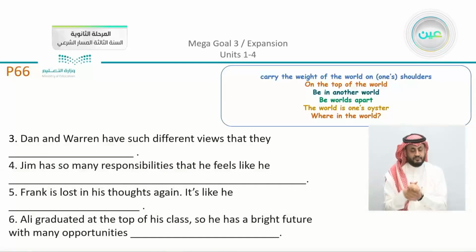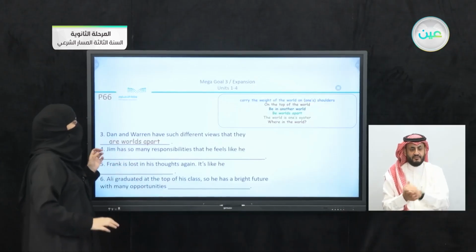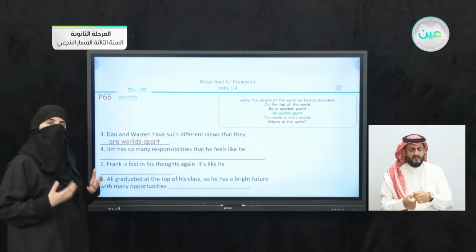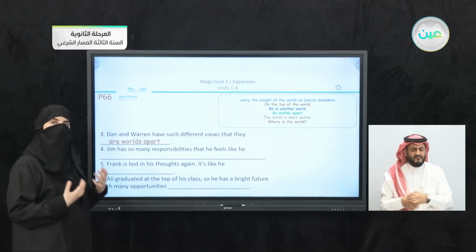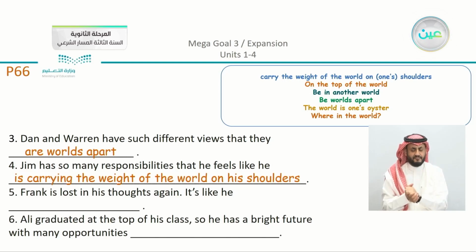We have number 3. "Dan and Warren have such different views that the..." The keyword is going to be different. So we have here that they are worlds apart. Number 4, "Jim has so many responsibilities that he feels like..." Your keyword is responsibilities. Now someone may feel that they are pressured or that these responsibilities are heavy. Which means that we have here, he feels that he is carrying the weight of the world on his shoulders. Be careful to use the correct pronouns.